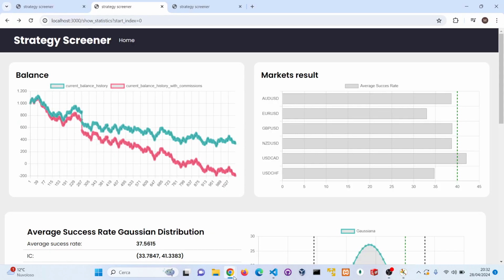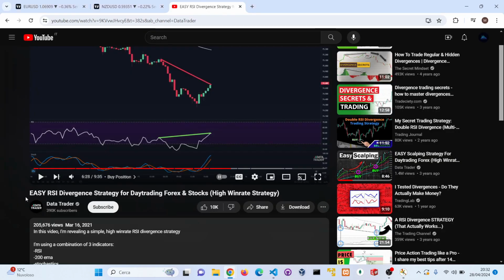Today we are going to backtest a new trading strategy, the easy RSI divergence strategy by DataTrader.